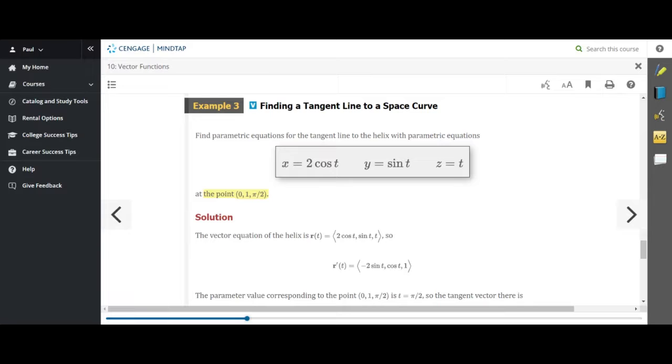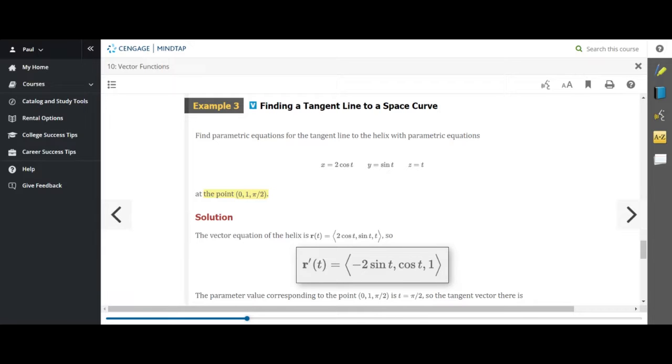That's right, Mary. We need to know what t equals. So for some value of t, the point 0, 1, pi over 2 is going to be on the helix. Do we know the value of t? That's right, Logan. It's going to be pi over 2. Has to be pi over 2. No other choice. So we just have to keep that in mind. Now, we're not going to use that information yet. First, we have to find the derivative vector. And so we do that here. We find the derivative vector.